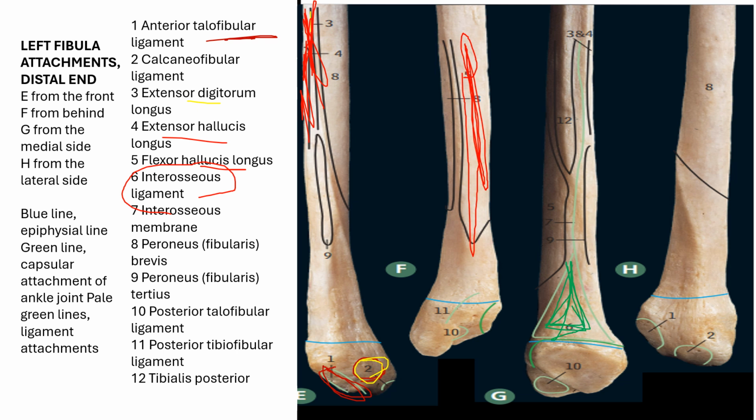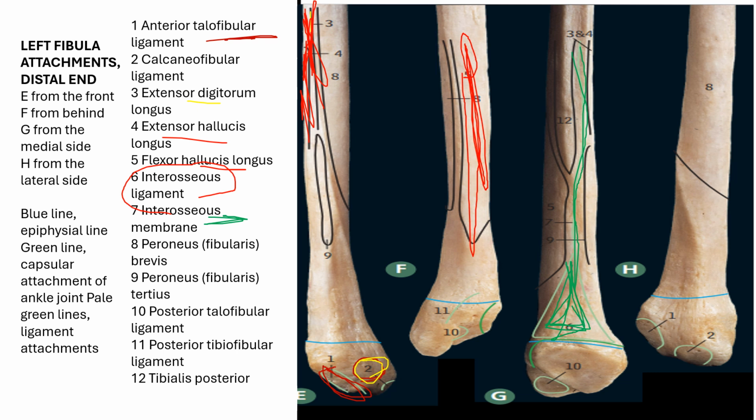There is also the interosseous membrane. The seventh one is the interosseous membrane, running here on the medial surfaces. The interosseous membrane is the connection present between the tibia and the fibula. It's a fibrous connection that joins the two bones and provides structural and functional support, serving as a muscle attachment.